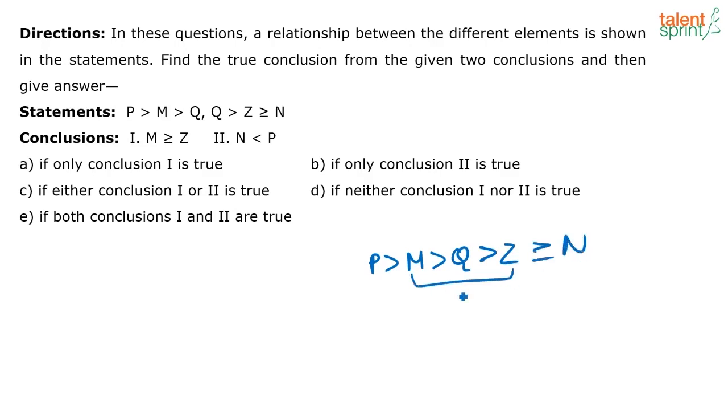So very clearly I can say that M is greater than Z. So will this conclusion be true? This conclusion says M is greater than or equal to Z, which is not a possibility. So does not follow. Next one, N is less than P.